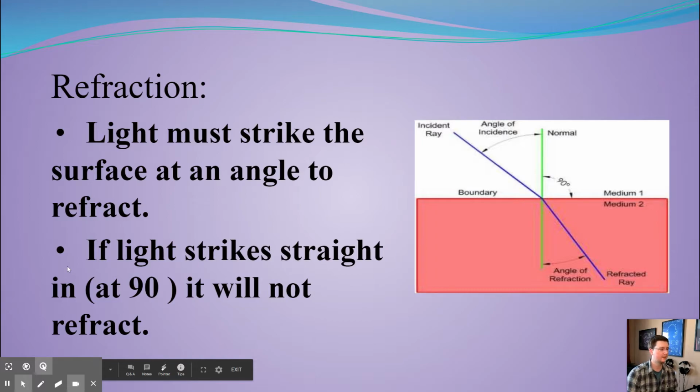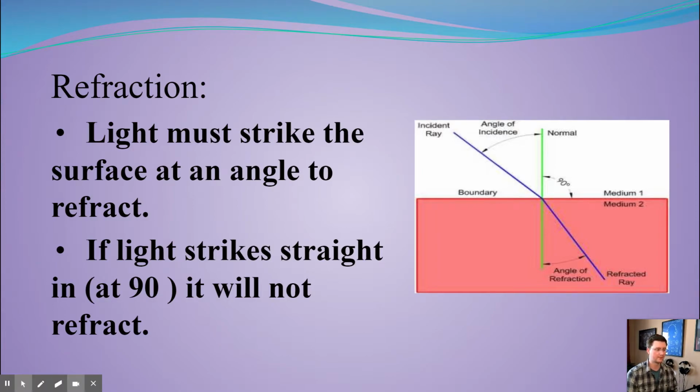So looking at refraction a little bit further, light must strike the surface at an angle to refract. I mentioned that before. If the light strikes straight on, at a 90-degree angle, it will not refract. That's represented in our image to the right with that green line. Let's say that was a green laser. We call that green line the normal line, and it's always going to be present on our diagrams. Let's pretend that is an actual laser, or some beam of light. It's not going to bend.